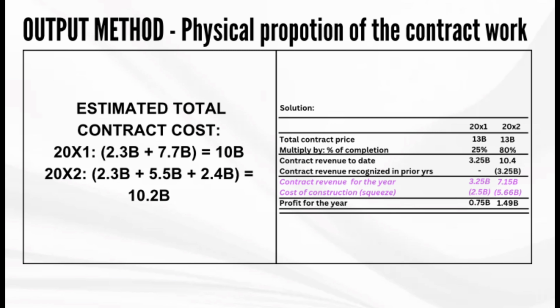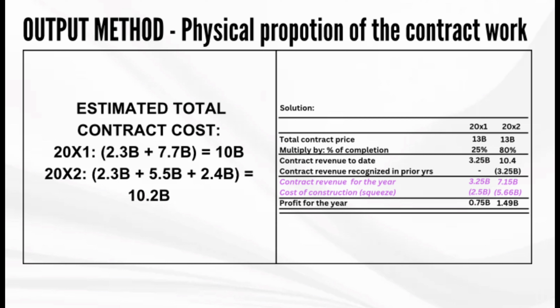The estimated total contract cost is computed for 20X1: 2.3 billion plus 7.7 billion is equal to 10 billion. For 20X2, the estimated total contract cost is 2.3 billion plus 5.5 billion plus 2.4 billion is equal to 10.2 billion.